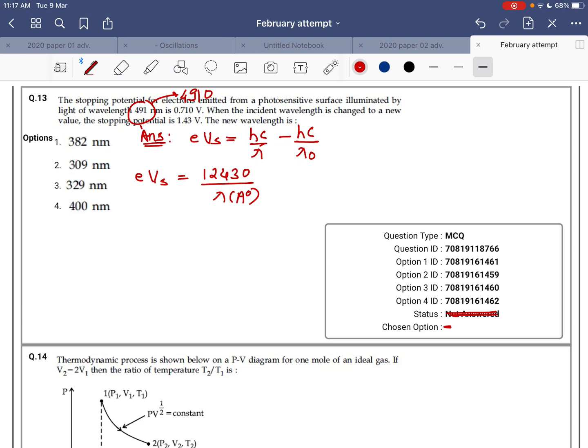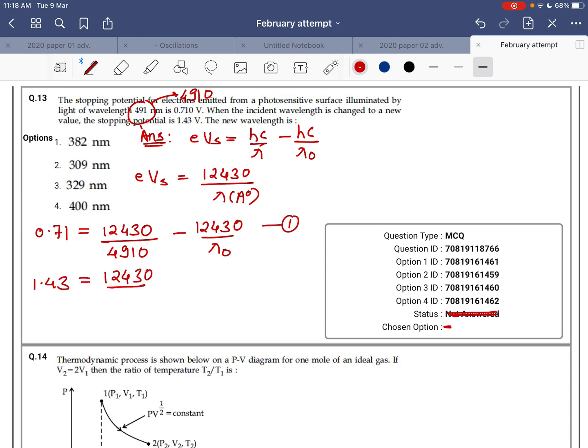Now I can make the first equation. If the stopping potential is 0.71 electron volt, it will be 12430 upon 4910 minus 12430 upon lambda naught, that is equation 1. And 1.43 volt for the new wavelength, let that wavelength be lambda, equals 12430 upon lambda minus 12430 upon the threshold wavelength, that is equation 2. Now let's solve equations 1 and 2.